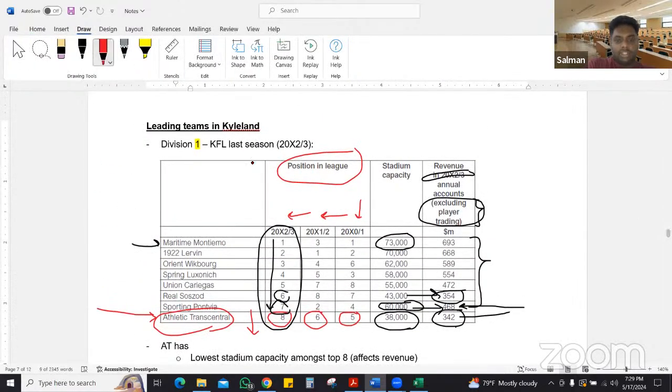2002-2003, that is this year, last season. Top 4 teams, 1 to 4. So from Maritime Montimo, 1920 to Leuven, Orient Wickborg, and Spring Luxembourg. My goodness, I don't know what these names are. Okay, all of these are fake names.